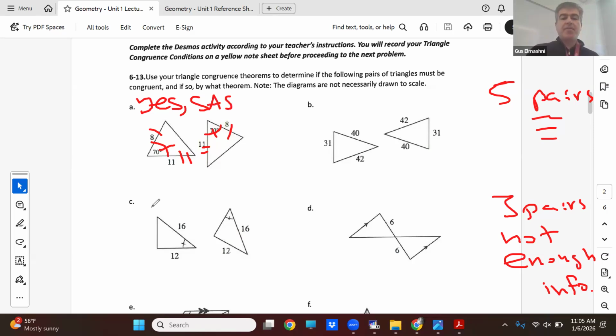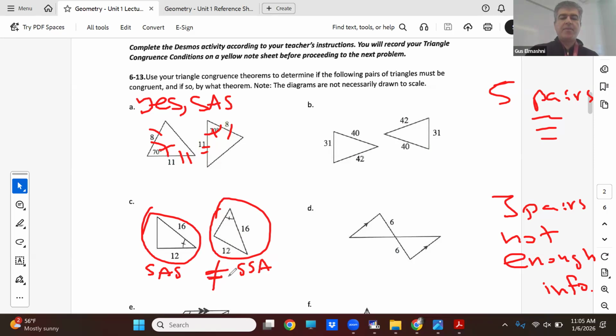But see, here's the thing. This right here is SAS. But what's this one right here? So do we have enough information here? Yeah, you need to know what's going on with some of the other angles before you can deduce if these can be congruent. We don't have enough information. So go and try the other six, and then I'll go with you guys in a moment.